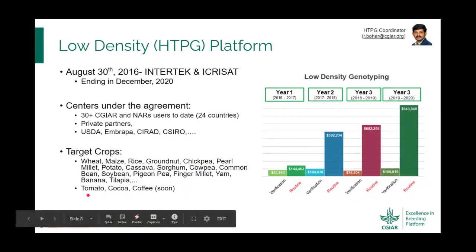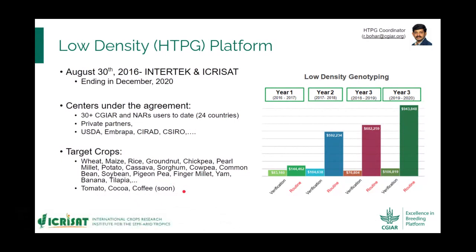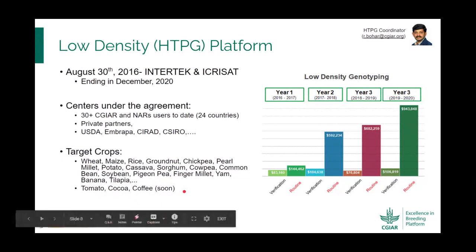On top of that, we have markers for tomato, cocoa, and coffee, which will also soon be available on the platform. For the users of other crops, if you do want to find out more information about this and how to add markers, do feel free to reach out to Rajaguru in particular, or any of our EIB members. We'll be able to happily support you and walk you through this process.